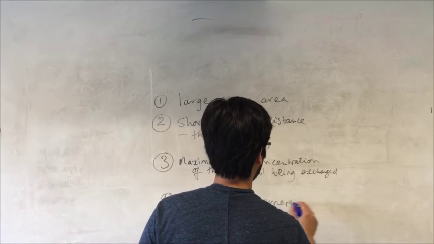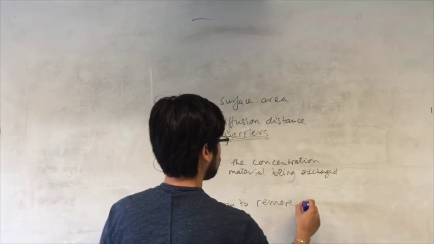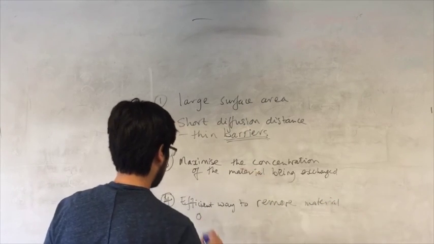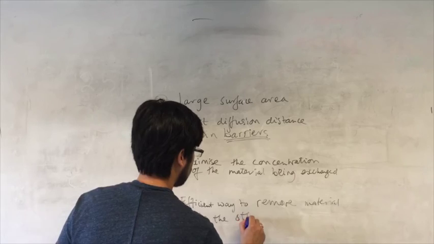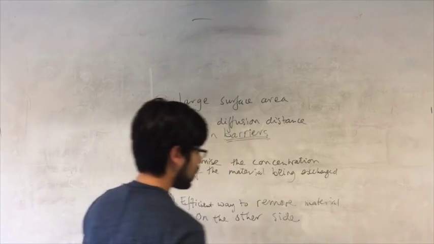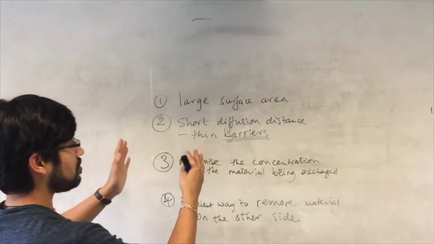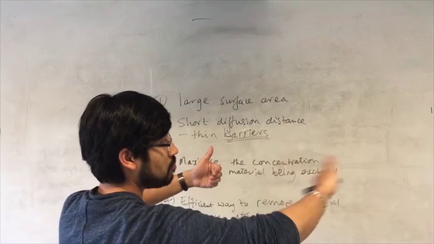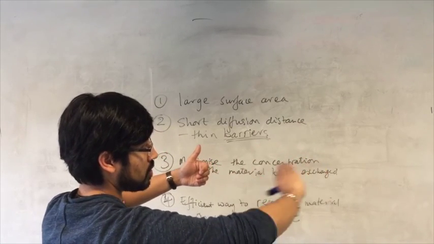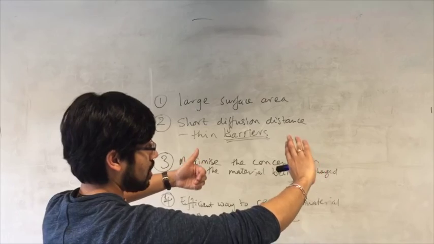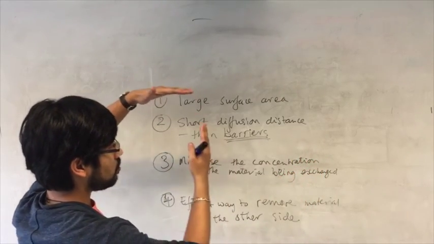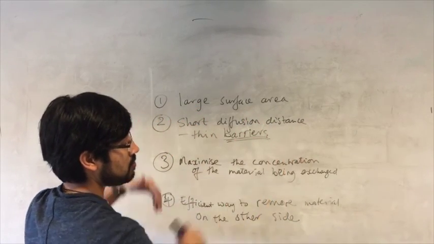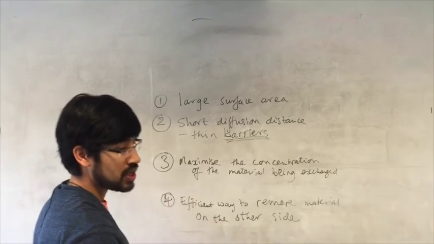Okay? Efficient way to remove material on the other side. Alright? So if we're making sure that on one side we're maintaining a very high concentration, while on the other side we're making sure that we're quickly removing anything that does exchange or transfer or move, in that way we're keeping a very high concentration in one area and a very low concentration in another area, maintaining the diffusion gradient, maintaining the concentration gradient.